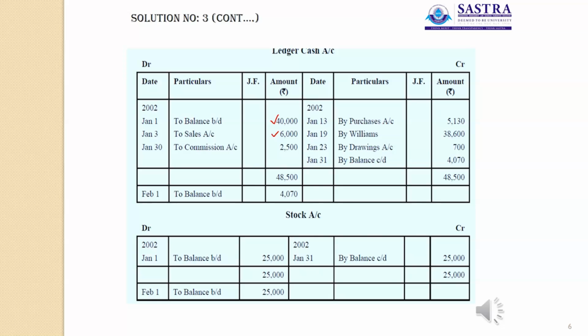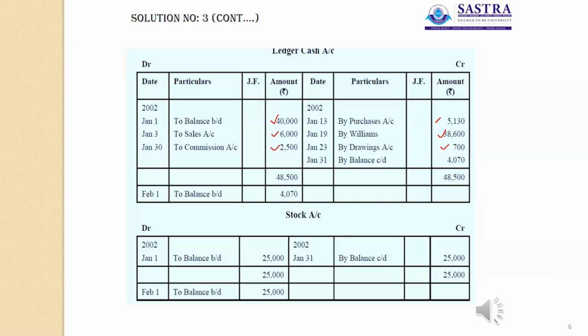Then on the 13th, cash purchases 5,130. Then Williams, that is January 19th, goods purchased from Williams 38,600. Then drawings, life insurance premium paid, which should be treated as personal use, so we have to write the drawings. Then commission receipt, that is income for us, so cash account debit to commission account rupees 2,500.